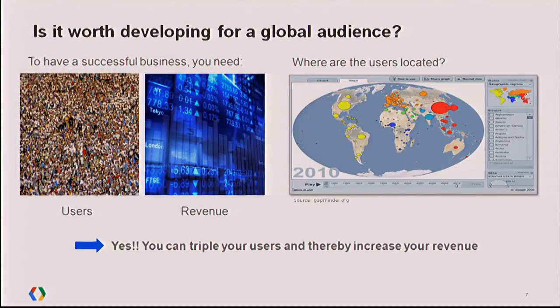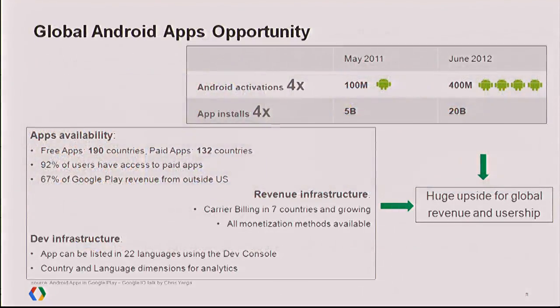So clearly, based on what we have seen, you can nearly triple the number of users by developing for the global audience. And when you triple the number of users, you thereby increase your revenue as well. So let's look at the revenue numbers a little bit more carefully.